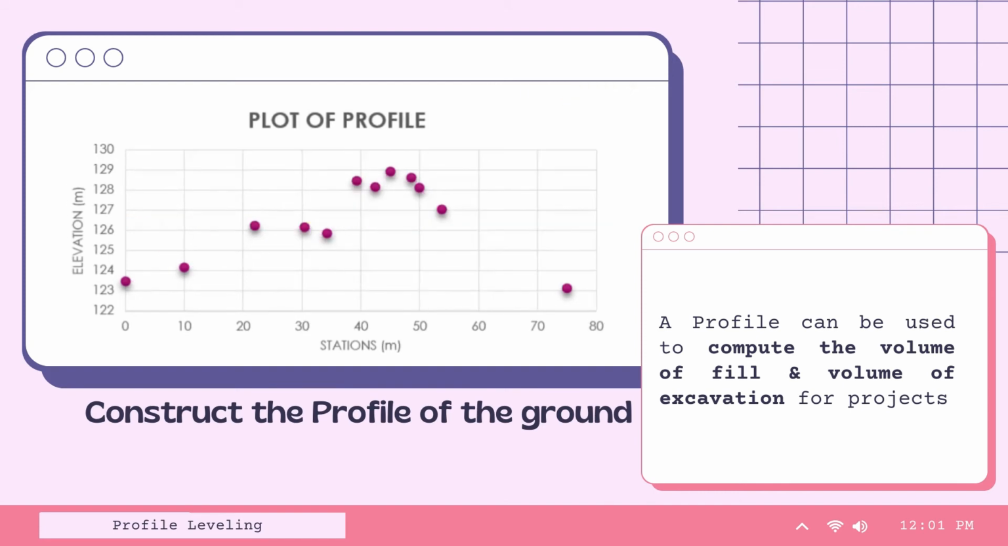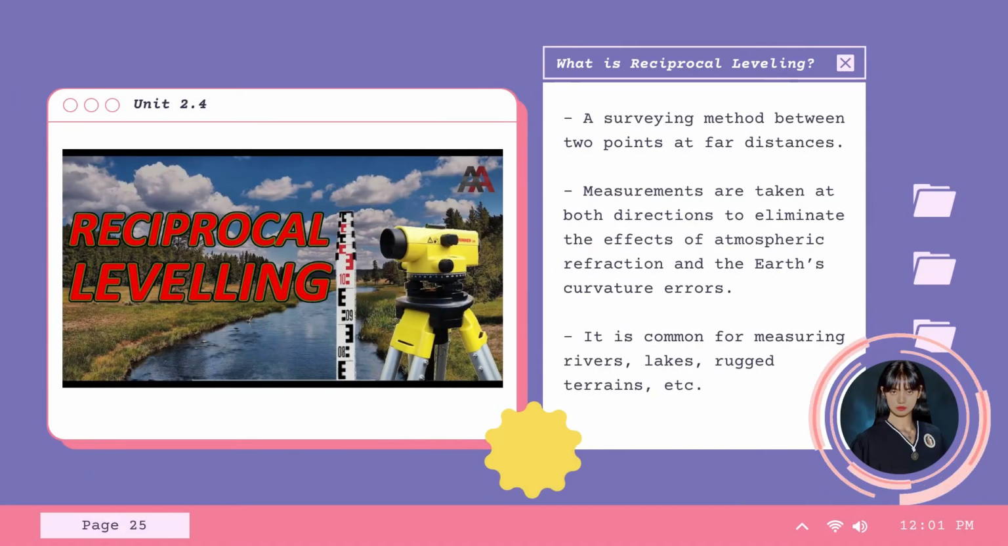Thank you. Hello everyone, I'm Dwinpearl Villarino and I'll be talking about Unit 2.4, which is about reciprocal leveling. So before anything else, I would like to point out that leveling can actually be spelled with one L or two L's, so both are actually correct.